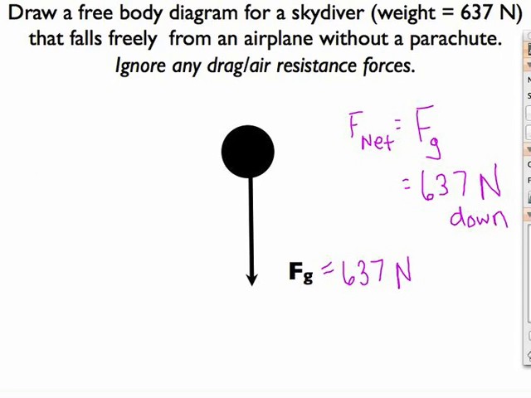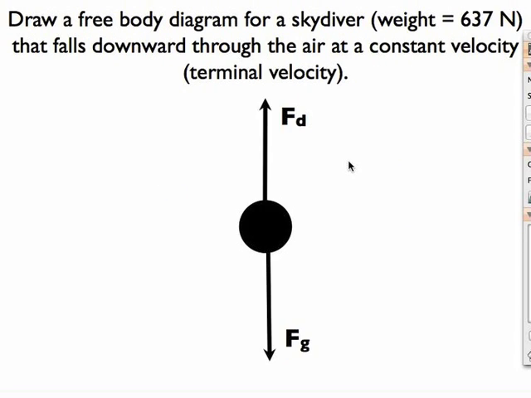Okay, now let's try another one. Now in this one, we have the skydiver. His weight is the same. It's still 637 newtons. But now he's falling through the air at a constant velocity, which means he's reached his terminal velocity. And so remember, the terminal velocity is when your force due to drag is equal to your gravitational force.